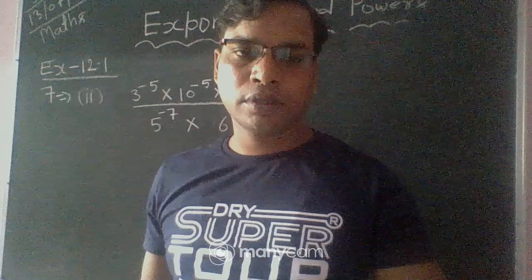This is clear? 10 is equal to 2 into 5, you know very well. And 10 power minus 5 is equal to 2 into 5 power minus 5, and you can write it 2 power minus 5 into 5 power minus 5. This is clear? You use this formula: A into B power m is equal to A power m into B power m.